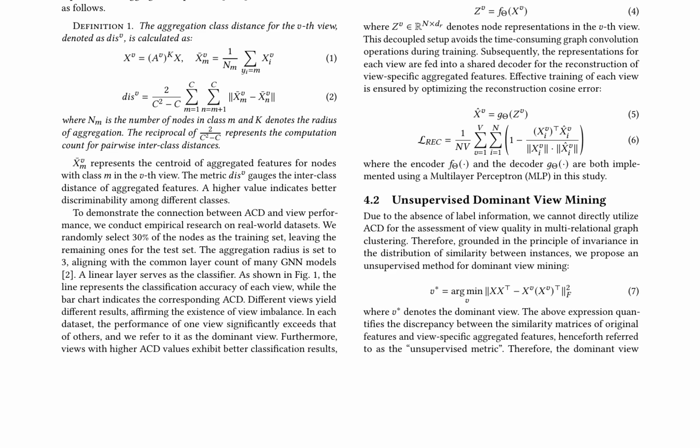The paper's findings highlight the importance of addressing imbalance in multi-relational graphs to ensure accurate clustering results. By introducing the ACD metric and the proposed methodology, researchers can now better understand and analyze complex graph structures, leading to more precise insights in various domains such as social networks, biological networks, and recommendation systems.